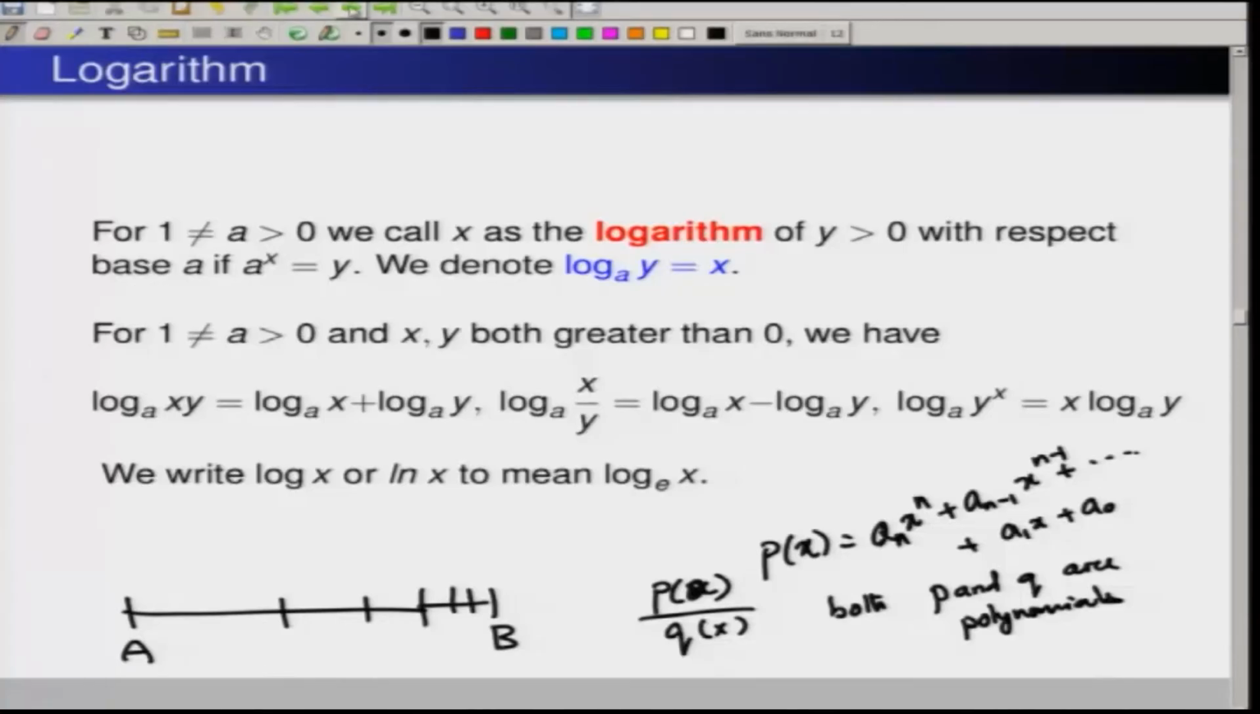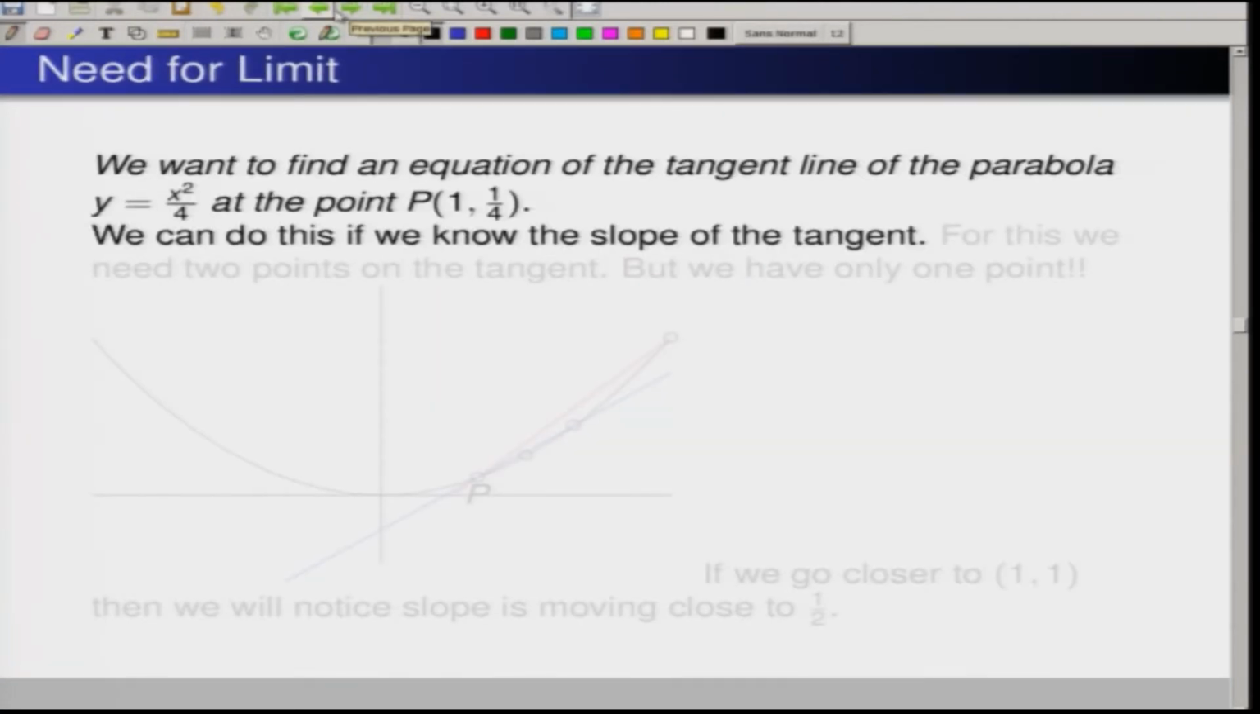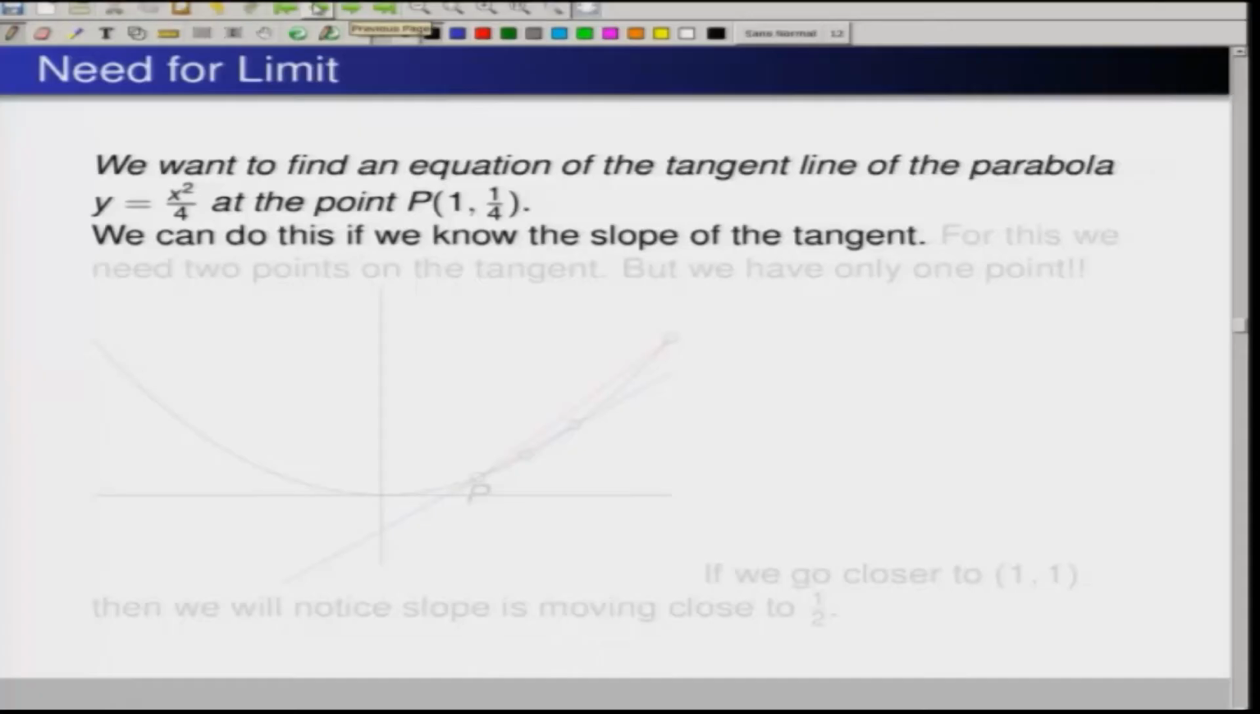So, that is, let us see what is the need of the limit. Now, also geometrically we know how important it is to find a tangent to a curve. So, now let us see, we have a parabola which is defined to be y is equal to x square by 4.